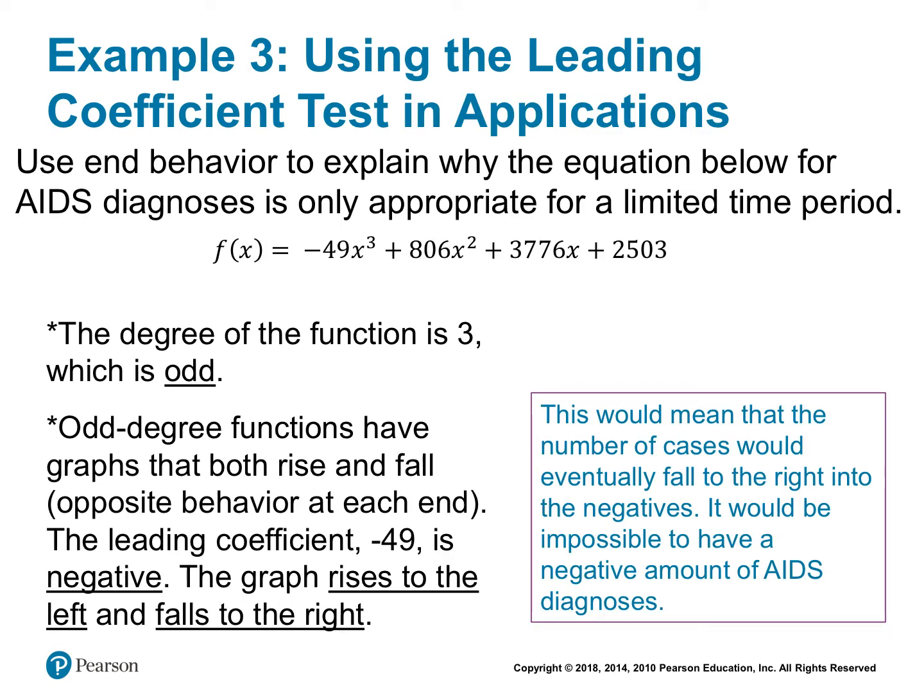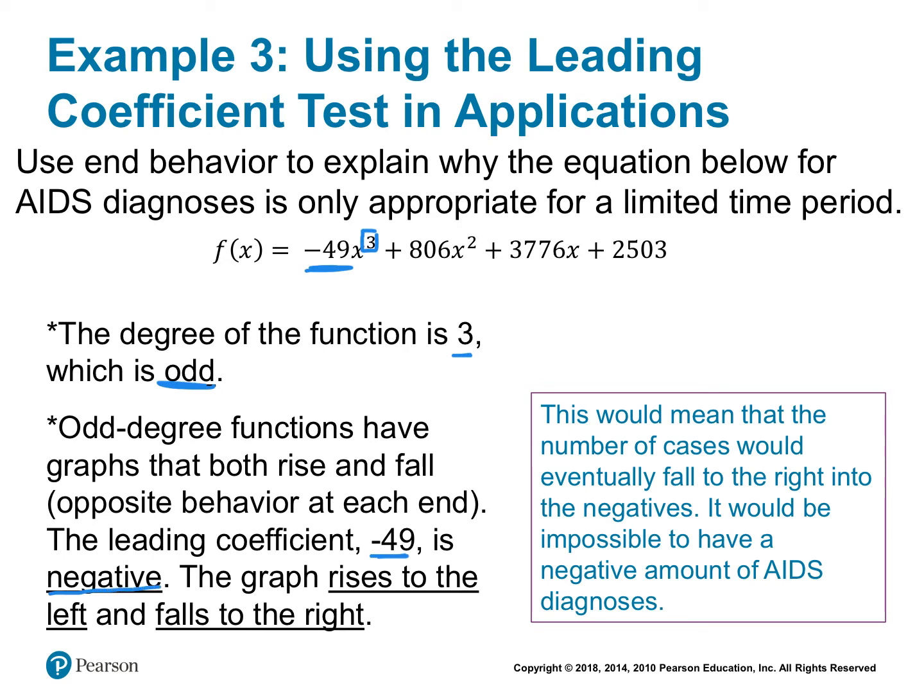Okay, here's an application problem. Use end behavior to explain why the equation below for AIDS diagnosis is only appropriate for a limited time period. So if we look at this, we have the highest exponent is a 3, which is odd. And we said odd degree functions have graphs that go opposite directions on the two ends. And our negative 49 is the leading coefficient, which is negative.